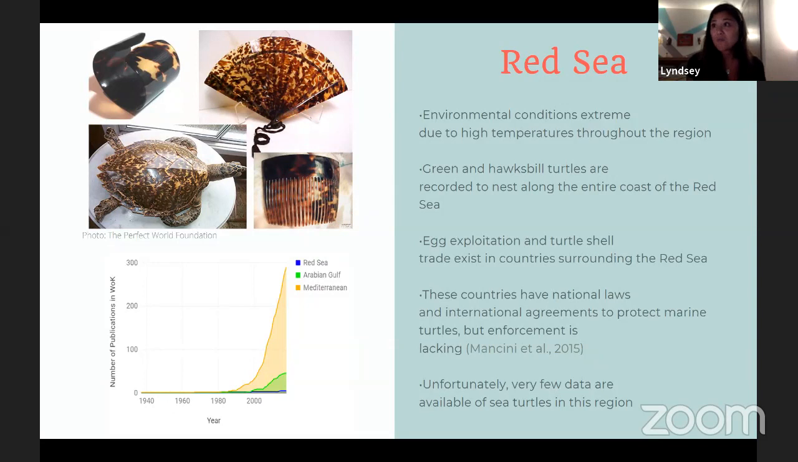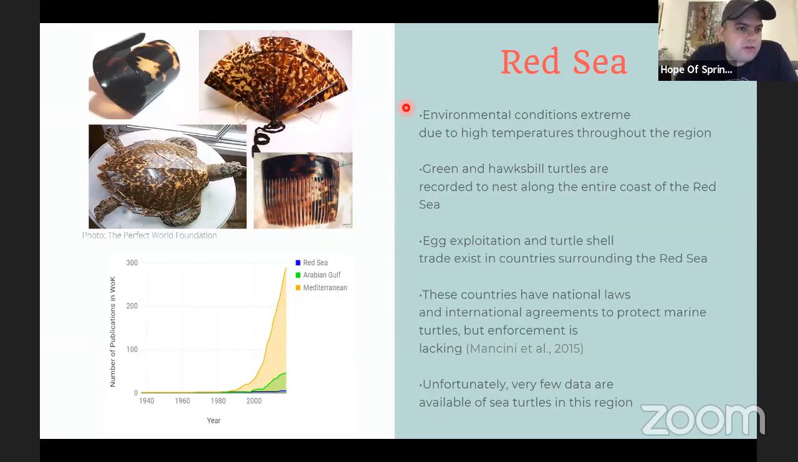I also really need to note that there is a lot of data lacking in the Red Sea in comparison to nearby regions such as the Mediterranean and the Arabian Gulf. The Red Sea has very, very few publications on sea turtles, maybe 12 to 15. So there's a lot that we don't know about these turtles, which is why it's so important that we study them in order to conserve them in the future.